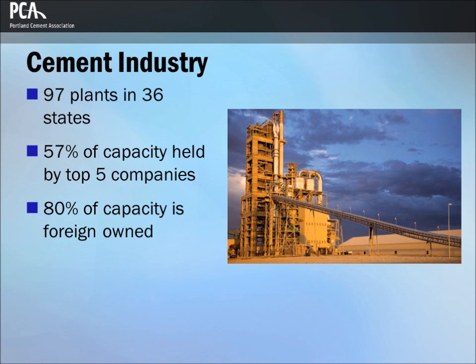Cement production is geographically dispersed, with 97 plants in 36 states. The top 5 companies operate over 57% of the clinker capacity. Roughly 80% of this clinker capacity is owned by companies headquartered outside of the United States.